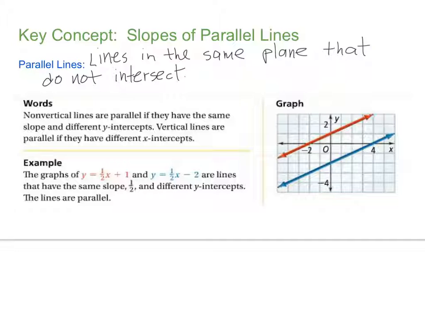Parallel lines. Lines in the same plane that do not intersect, as shown in the graph. Words. Non-vertical lines are parallel if they have the same slope and different y-intercepts. Vertical lines are parallel if they have the same x-intercepts. We have the example, the graphs of y equals 1/2 x plus 1 and y equals 1/2 x minus 2 are lines that have the same slope, namely 1/2, and different y-intercepts. The lines are therefore parallel.